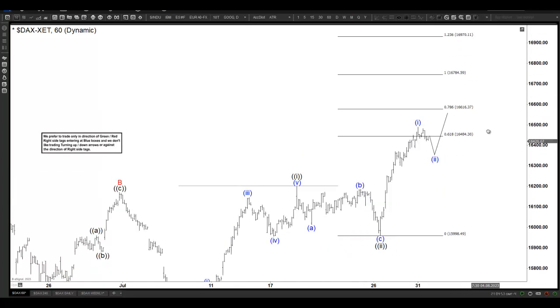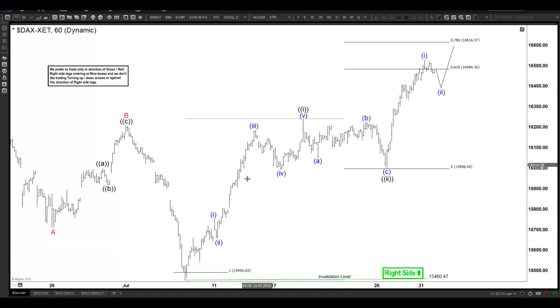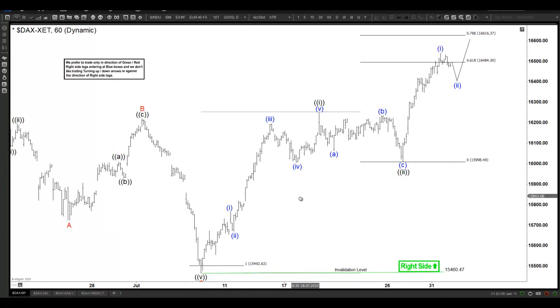17,270, and even higher, because if this is wave 3, waves 3 are not limited by 1.618, they can reach even towards 2.0, 2.618, and even 4.236 extension based on the length of wave 1 applied to the end of wave 2. So this is our target.